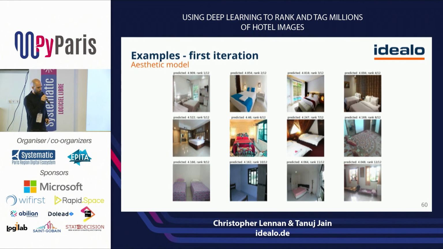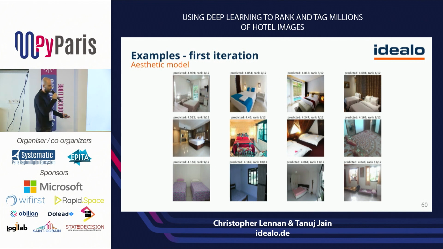Let's look at a few examples. Here we see different bedrooms from different hotel offers, and they are arranged so that the best predicted score is on the top left, and then in descending order by predicted score. The best image has a score of 4.9, and the worst has a score of 4.0. You can see the range is quite small, ranging from 4.9 to 4.0, which we just saw in the histogram as well.